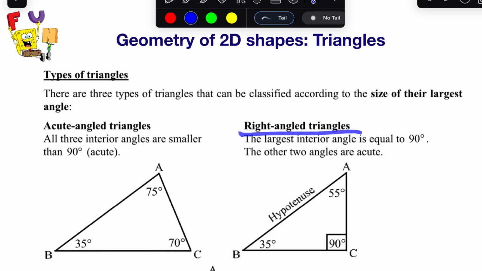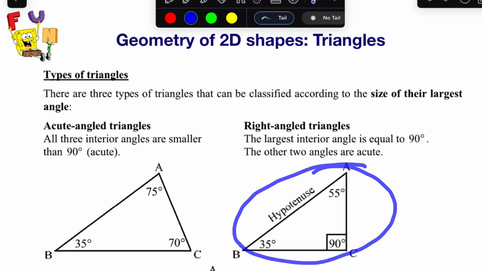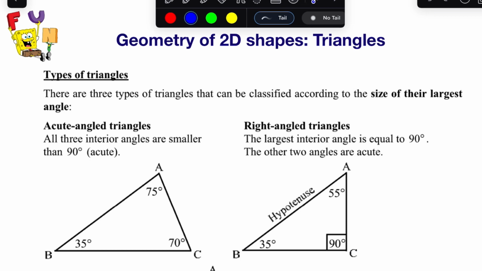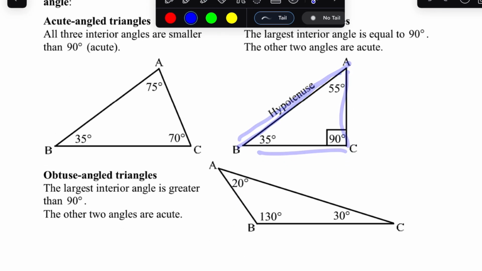Now the right angle, we look at the largest angle. We have 55, we have 35, we have 90. How do we see it's 90? We see the box. That means the lines BC and AC are perpendicular to each other. They form 90. So this largest angle is equal to 90, so we classify this as a right angle triangle. The right triangle has the largest side, which we call the hypotenuse, and these two sides are not equal as well, and the longest side is greater than these two sides.